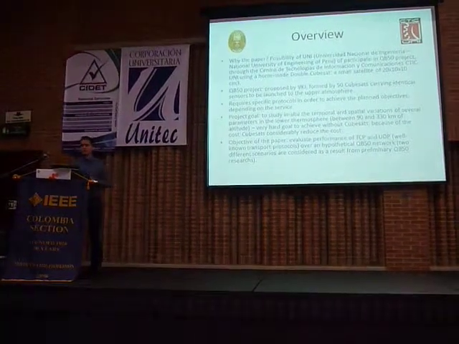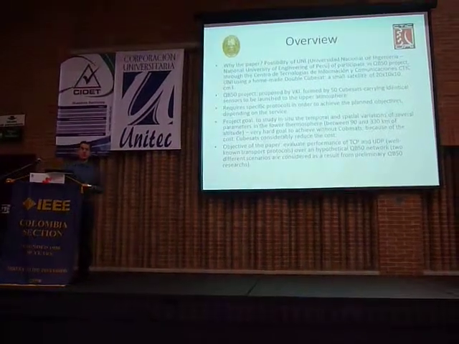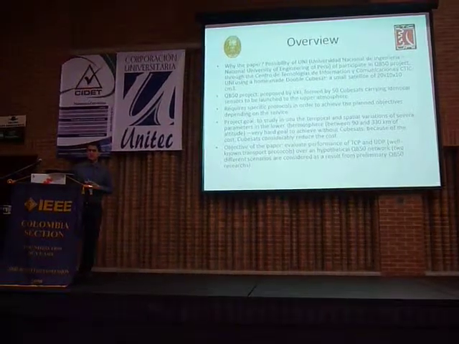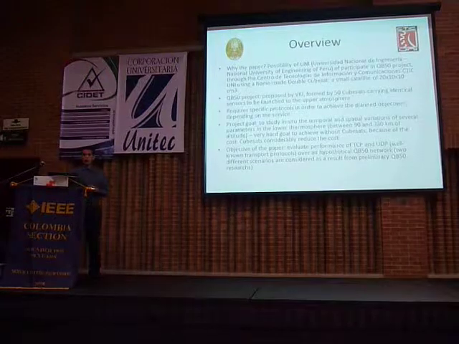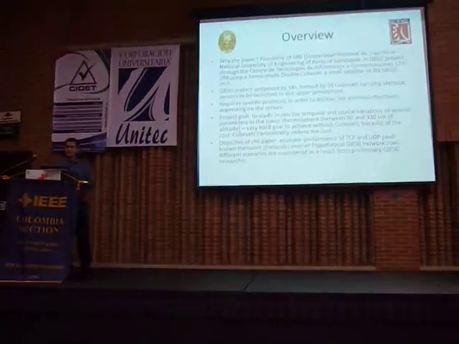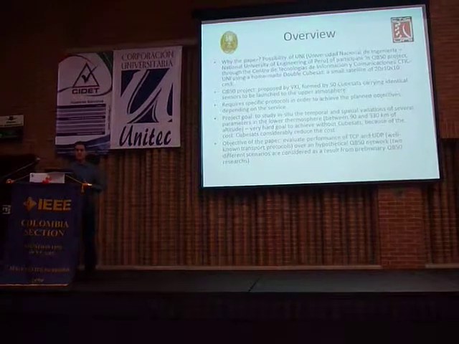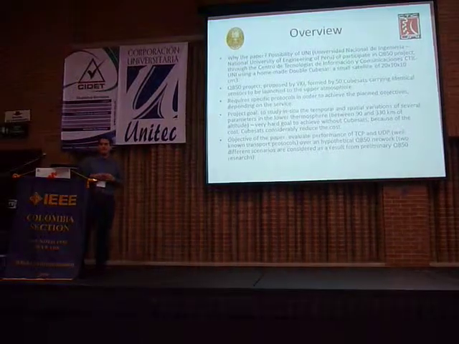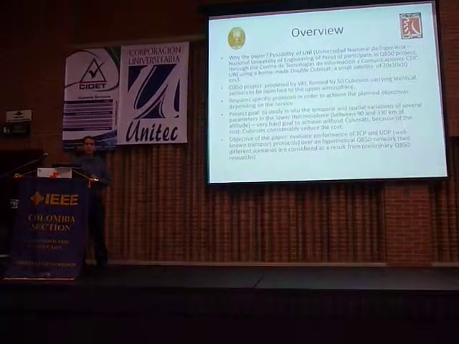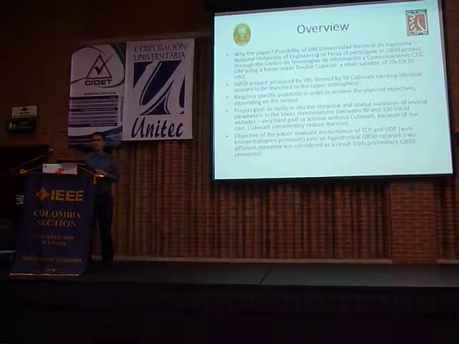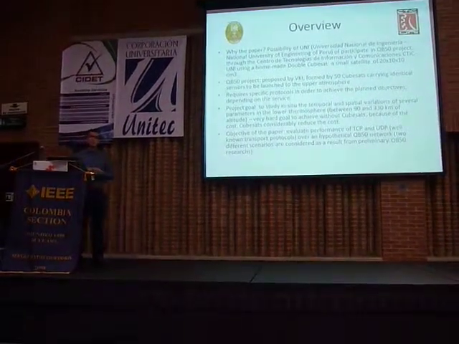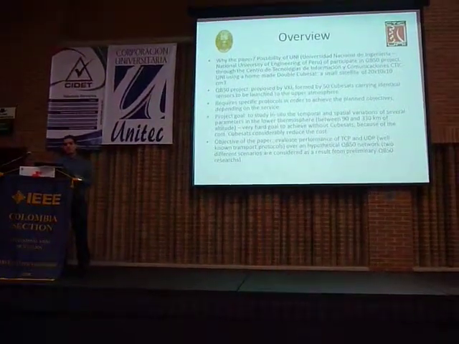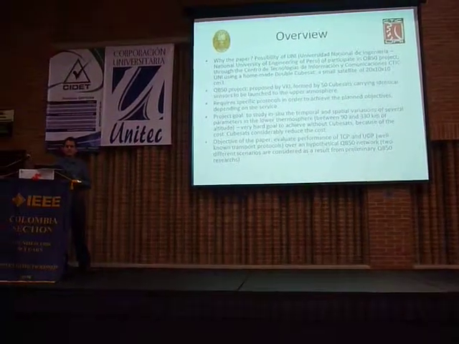It is formed by 50 CubeSats carrying identical sensors to be launched to the upper atmosphere. It requires specific protocols in order to achieve the planned objectives, depending on the service. The project goal is to study locally the temporal and spatial variations of several parameters, more specifically in the lower thermosphere, which is between 90 and 330 kilometers of altitude. It's a very hard goal to achieve with normal satellites, because it's very expensive to use a huge amount of satellites. But little CubeSats considerably reduce the cost.